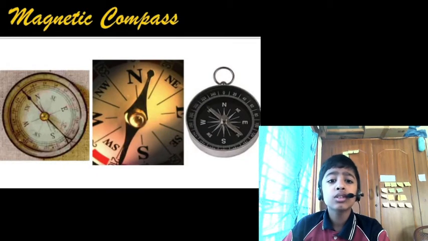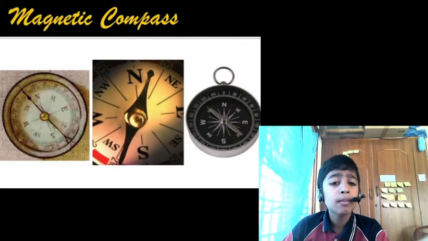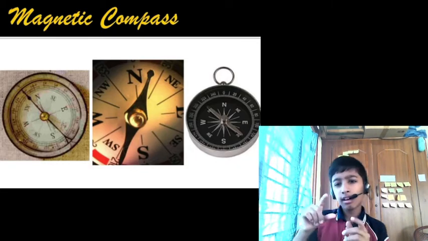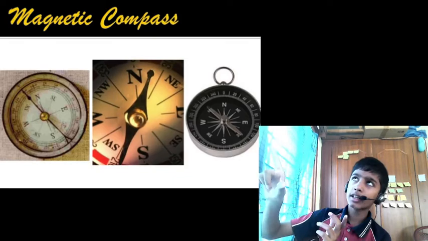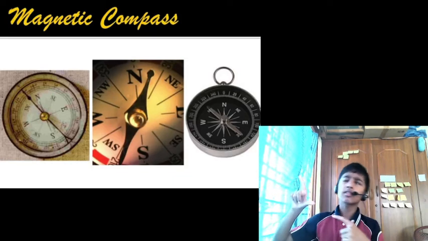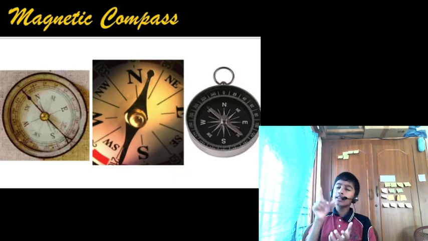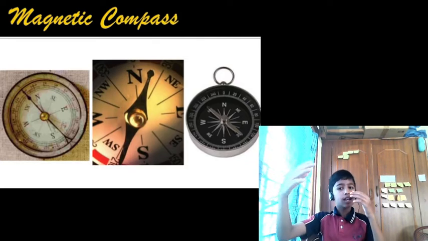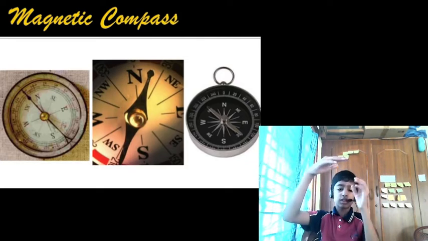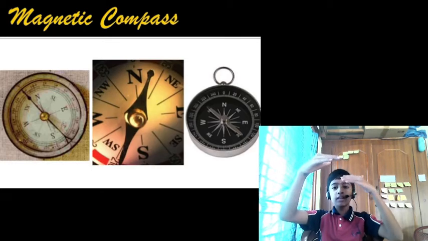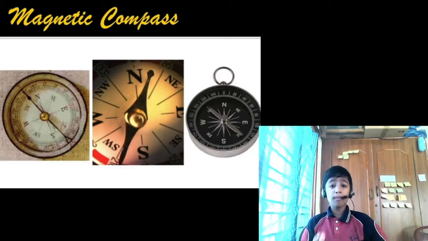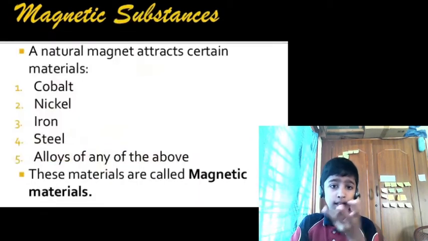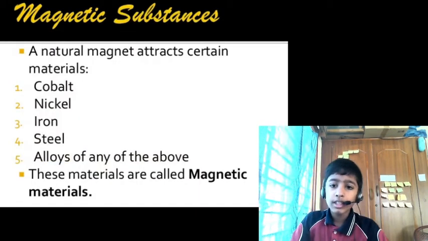Okay, so the magnetic needle is used in the magnetic compass. In the modern compass, one needle will be in red color and one needle will be in white color, and the red needle will point towards the north. Okay, sorry, the white needle will point towards the south. So a magnetic compass is a device used to find direction with magnetic needles in it.